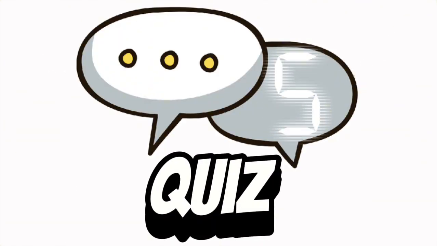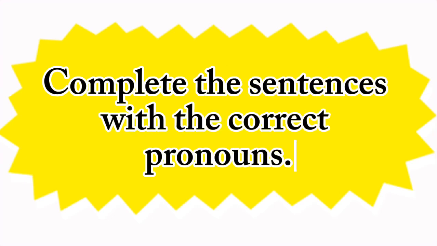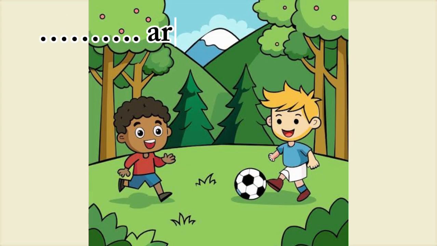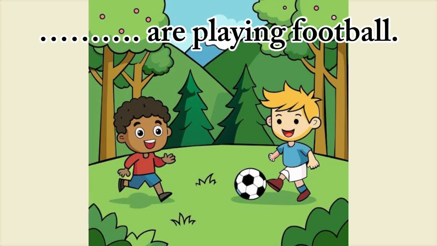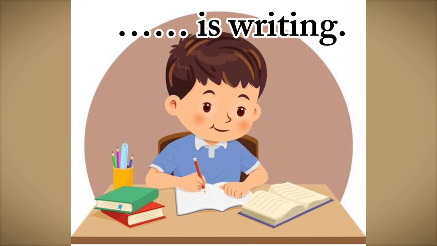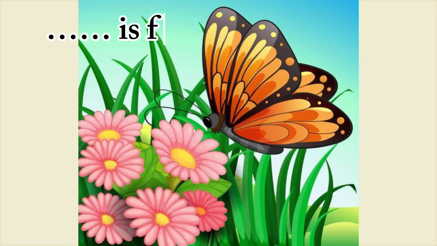Quiz. Complete the sentences with the correct pronouns. Blossom is reading. Can you try? She is reading. You're correct. Boys are playing football. They are playing football. You're correct. The bird is writing. It is writing. You're correct.